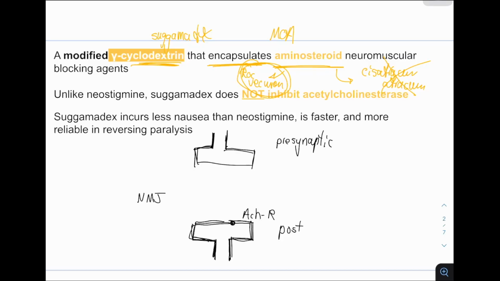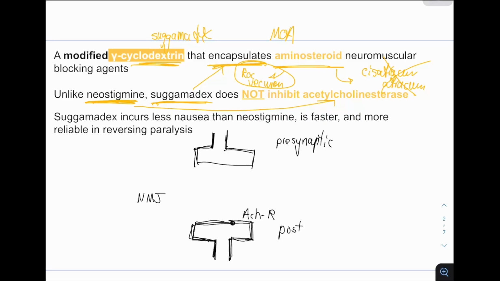Now, the other thing that you want to remember is the difference between neostigmine and Sugammadex for the mechanism of action. Again, Sugammadex encapsulates these neuromuscular blocking agents, but neostigmine actually inhibits acetylcholinesterase. So that's an important note. Again, Sugammadex does not inhibit acetylcholinesterase. Neostigmine is the medication that inhibits acetylcholinesterase.